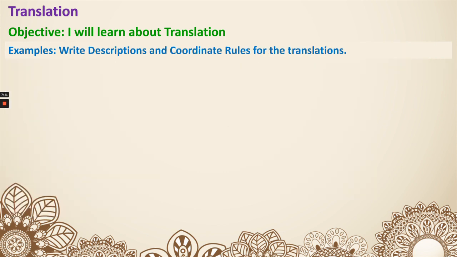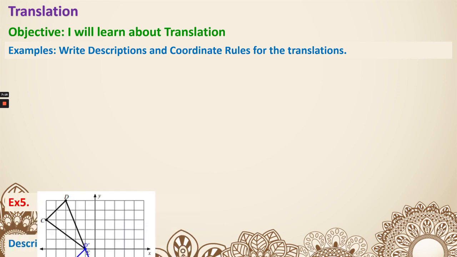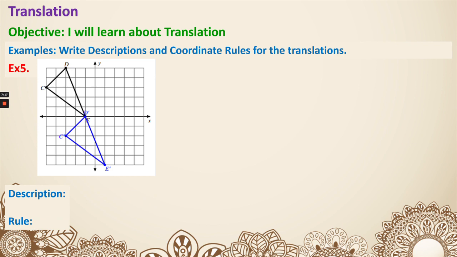Next, for example 5 and 6, we are going to write description and coordinate rules for the translation. So it is important that you are able to tell the difference between the pre-image and the image. Remember, the pre-image doesn't have the prime, and of course, the prime would be your image. So we're trying to see what kind of change it is from the pre-image to the image.